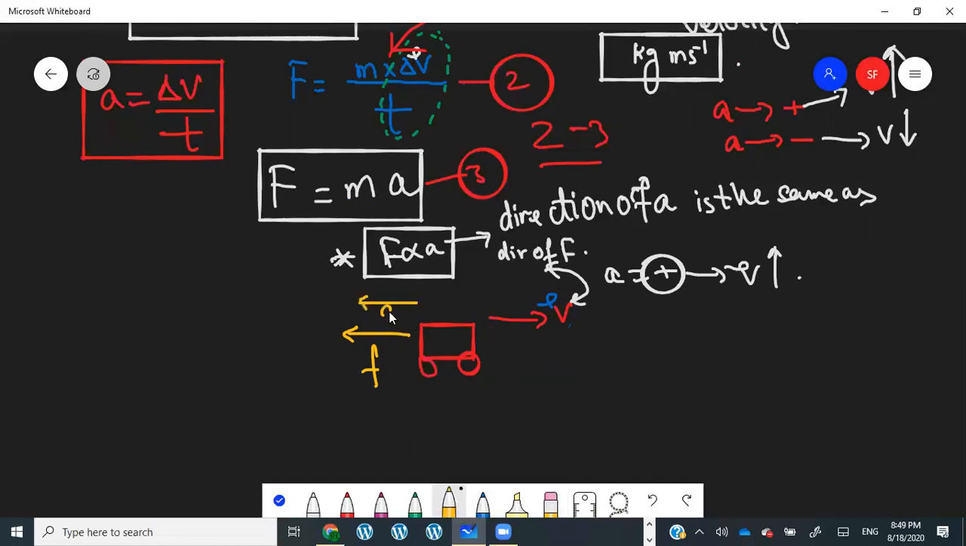Now, will it be positive or will it be negative? Negative. Why? Because the velocity is decreasing. Yep, the velocity is decreasing, correct. And also because it's in the opposite direction to the velocity, which leads to a decrease in velocity. Okay.